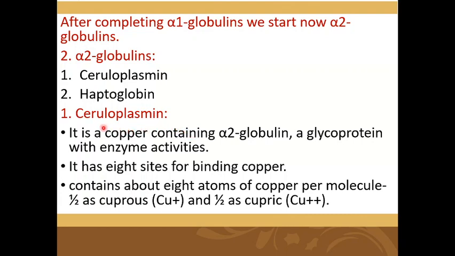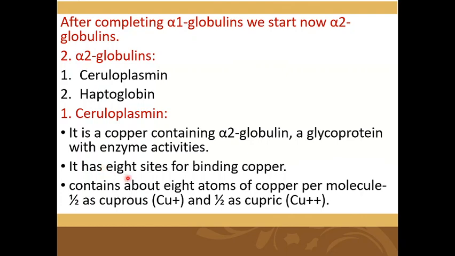Ceruloplasmin, you have seen when we were studying the chapter on iron metabolism. Ceruloplasmin converts iron from its ferrous form to the ferric form. So it is a copper-containing alpha-2 globulin. It is a glycoprotein. Glycoprotein means carbohydrate is combined with the protein.